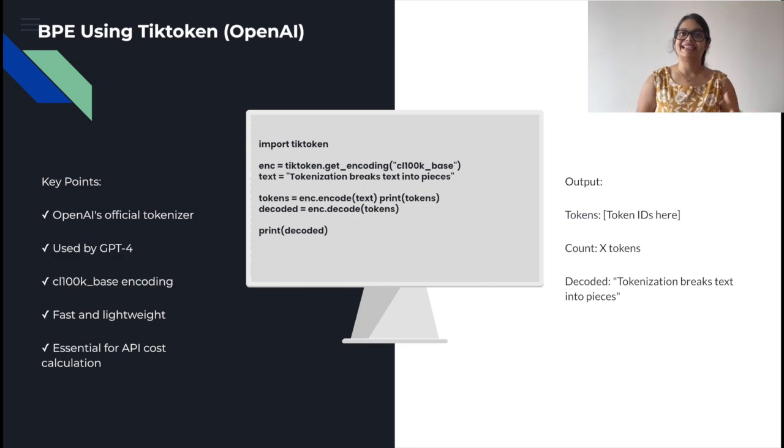Then the exact same flow. Encode your text, get token IDs back, decode to verify. So we have used the same sentence, "Tokenization breaks text into pieces," but this time we will be getting different token IDs than the HuggingFace ones. Why? Because TikToken was trained on different data with different merging patterns.